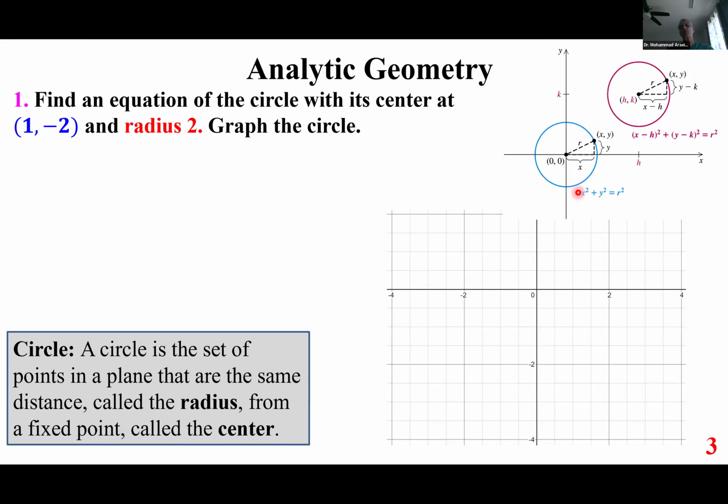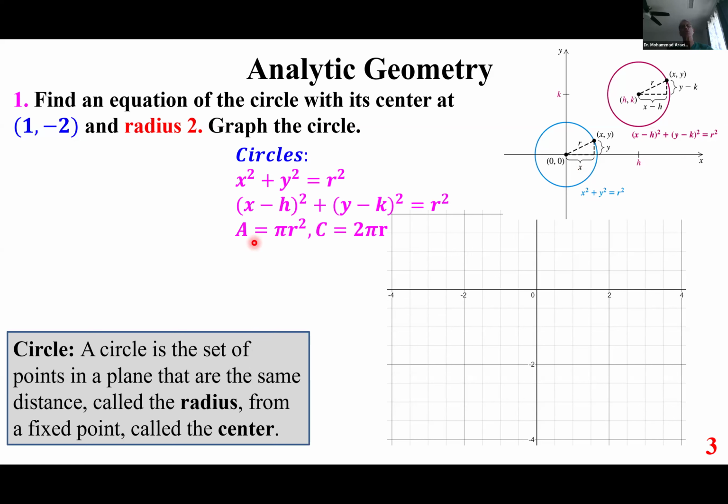So here's a circle centered at (0, 0). And following the Pythagorean theorem, it gives rise to x squared plus y squared equals r squared. This is the x, this is the y, this is the r. If it's centered at (h, k), then we have (x minus h) quantity squared plus (y minus k) quantity squared equals r squared. And of course, as you know, the area is pi r squared. The circumference is 2 pi r. So that is something we know.